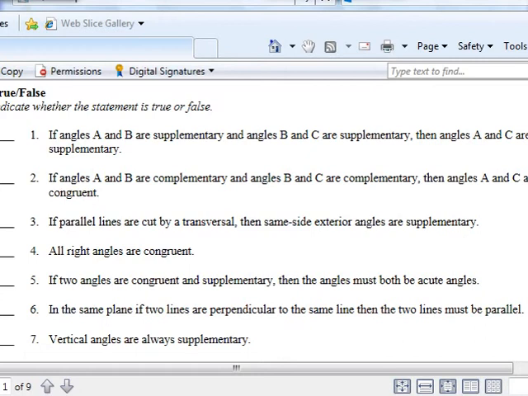Test at number 4. All right angles are congruent. True. Why are they all congruent? Because they all measure 90 degrees. Okay, that's your proof, right? What she just said is pretty much the proof and reasoning behind it. They all equal 90 degrees. They're all congruent.